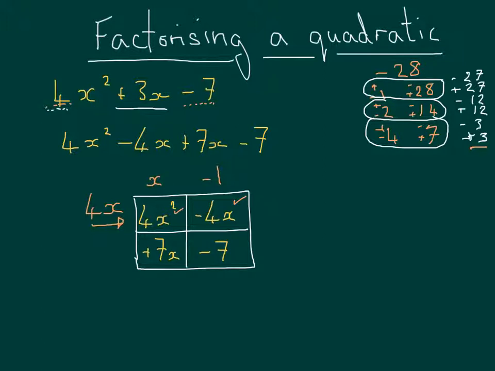So we've got that. Now we look downwards. x times what gives us plus 7x? Well, it must be plus 7. And we've got that one. And let's just double check. Plus 7 times minus 1 does give us our minus 7. So now we have our 2 brackets. We have the 4x plus 7 down the left-hand side, and we have our x minus 1 along the top. If you're in any doubt, multiply out the brackets just to double check you get the same answer as your question. Good luck.